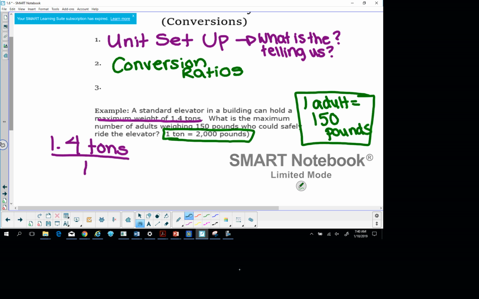So I'm going to be setting it up. I know a lot of you had trouble with this too. You go up, down, up, down, up, down. So we look at this and we have tons up here. I don't want my answer in tons. I want to know the number of adults. So I need to end up with the number of adults, which means if tons is at the top here, it's got to go at the bottom here.